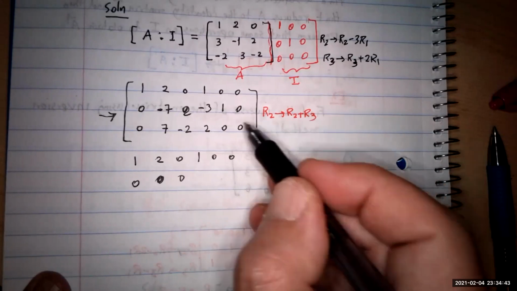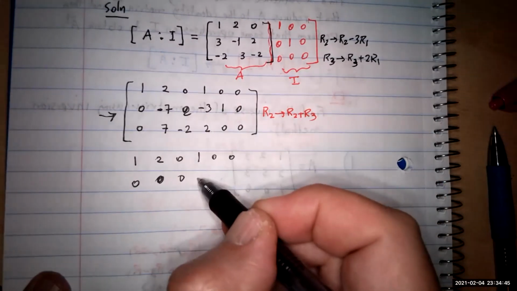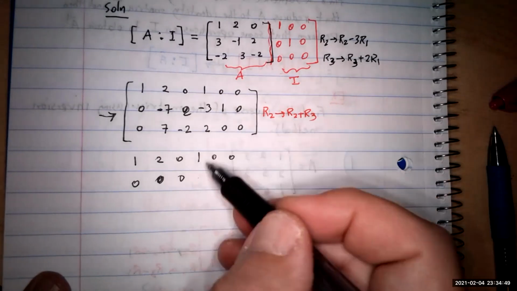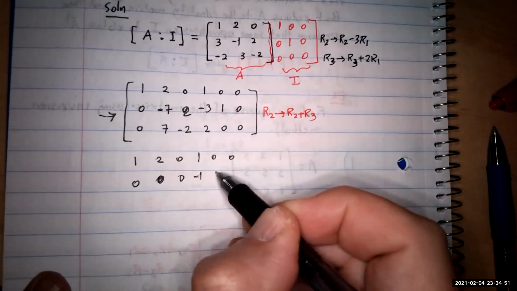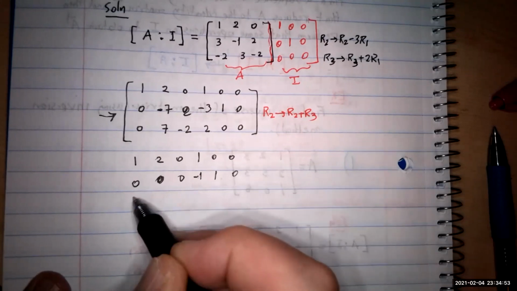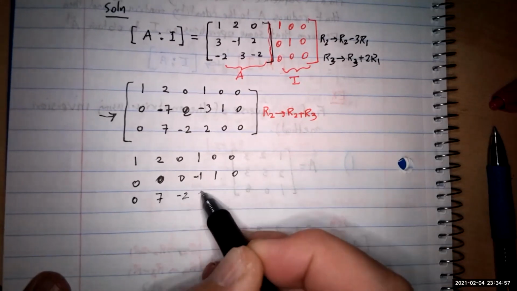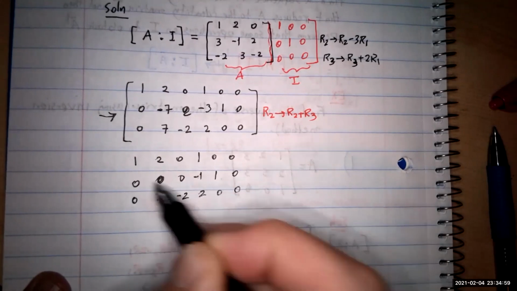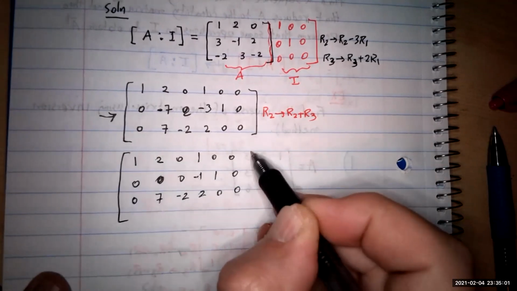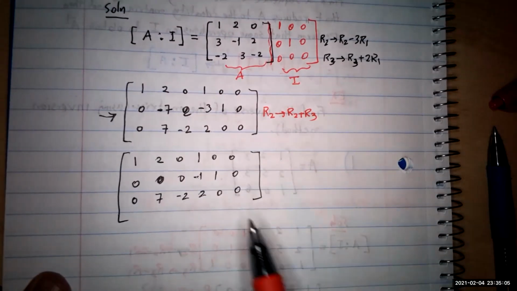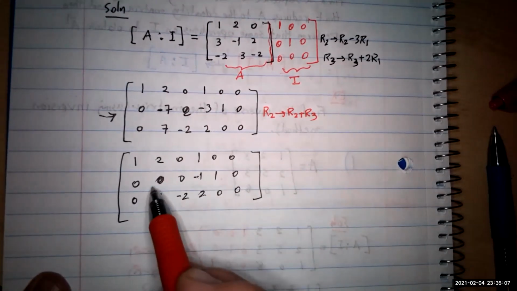And over here, the leftover is going to be just what? This is R2 plus R3, so that gives you a negative 1, 1, and a 0. And the last one is going to be 0, 7, negative 2, 2, 0, 0. Look at what you got over here. You see, the difficulty is this one.